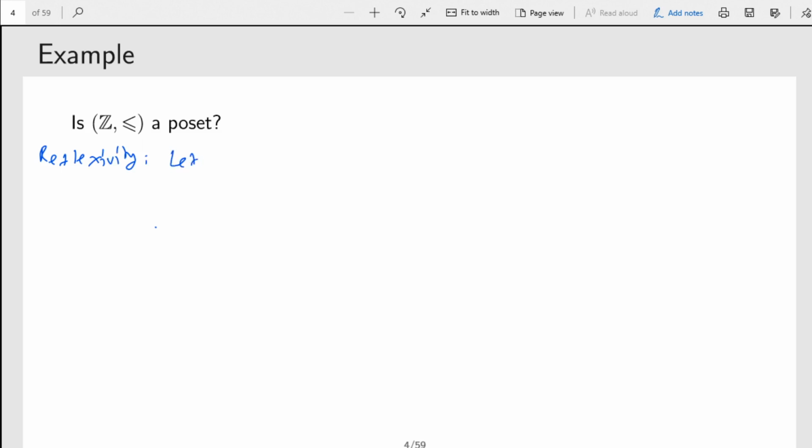So let a be an integer, then obviously a is less than or equal to a, right? So yes, (a, a) is an element of the relation. So it's yes. Is it antisymmetric?